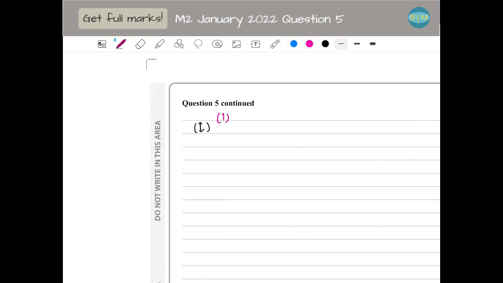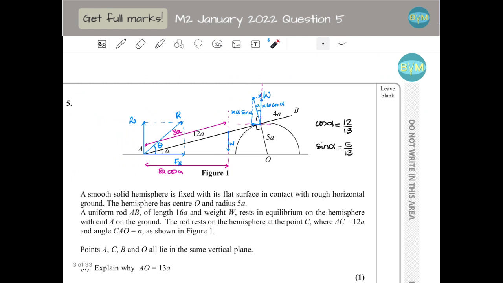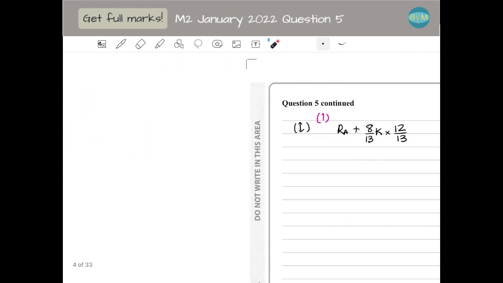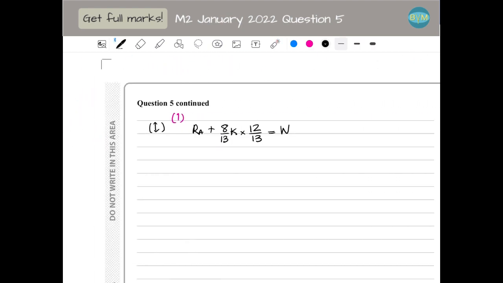And for resolving vertically, you have 1 mark. We have that the normal reaction pointing up plus the KW, and K, remember, is 8/13. So 8/13, that was cos of alpha. But instead of cos of alpha, we can write the value that was 12/13. So I'm just writing these two forces pointing up. So KW cos of alpha, where K is 8/13, is going to be the weight pointing down. And from here, normal reaction is going to be 73W/169. And this is another mark for finding that value for the vertical component.